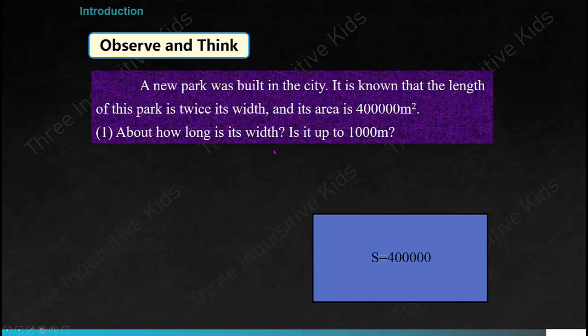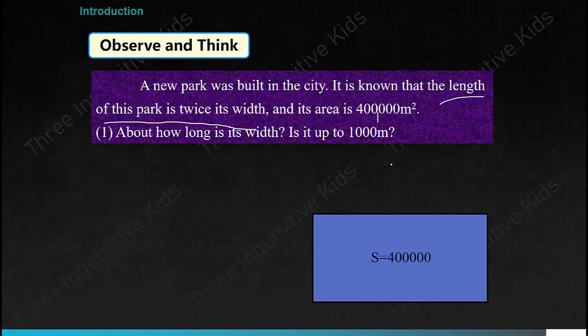So, observe and think, introduction. A new park was built in the city. It is known that the length of this park is twice its width, and its area is 400,000 meters squared. About how long is its width, and is it up to 1,000 meters? This is the area, and we use S to represent area sometimes, but any letter is really fine. So is the width up to 1,000 meters?